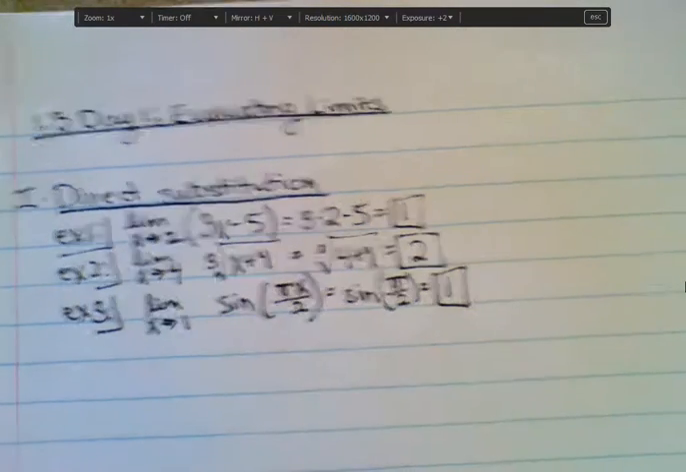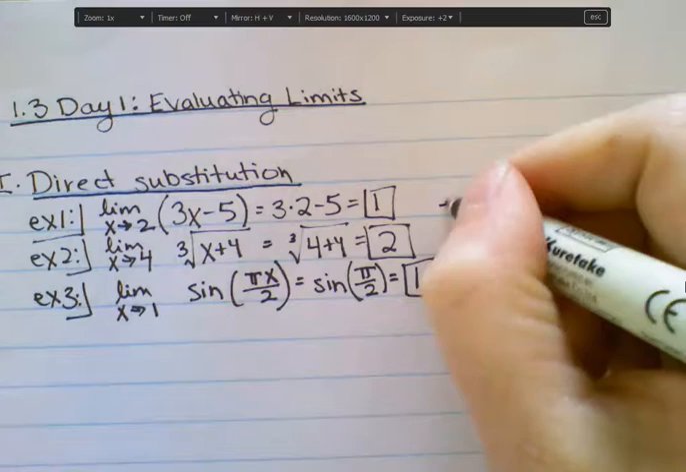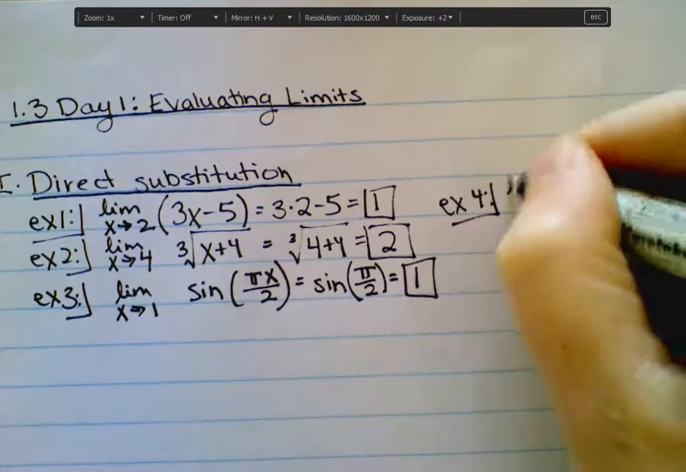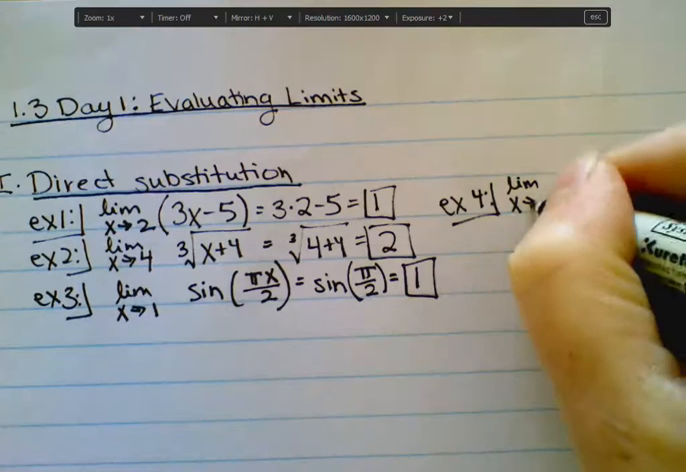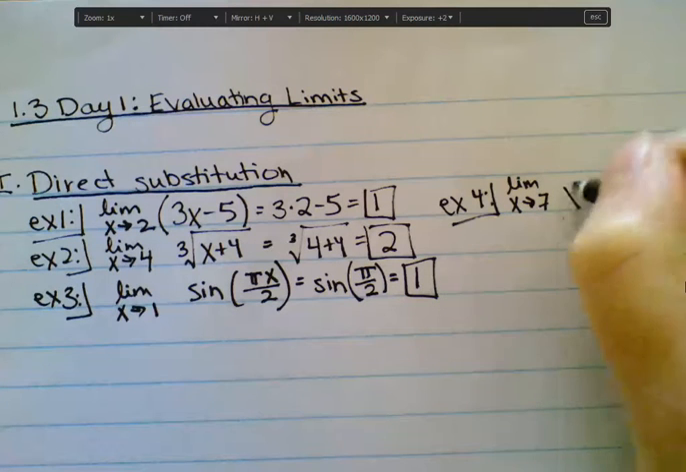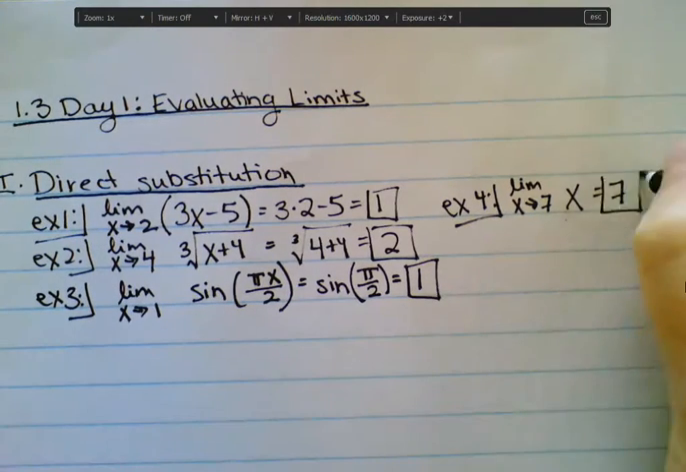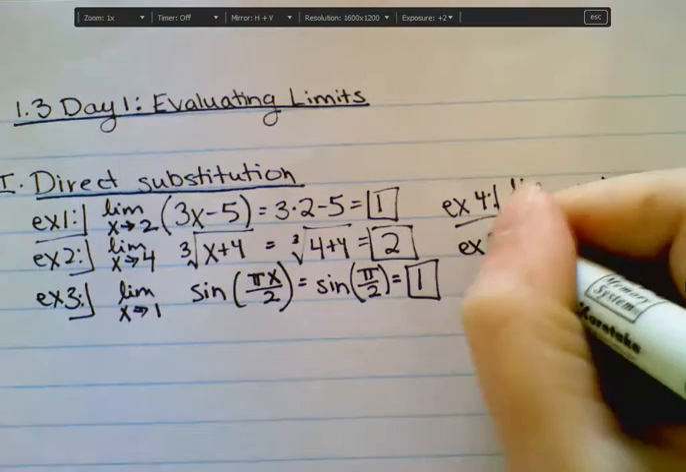So this is example 4. Let's say I asked you to find the limit as x approaches 7 of just x. What do you think the answer is going to be for this one? Just going to be 7. Good. Don't overthink it.